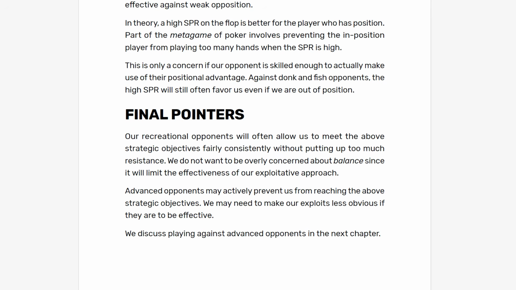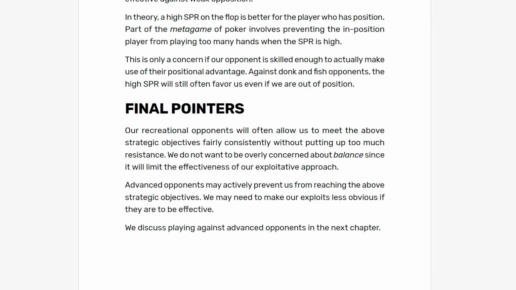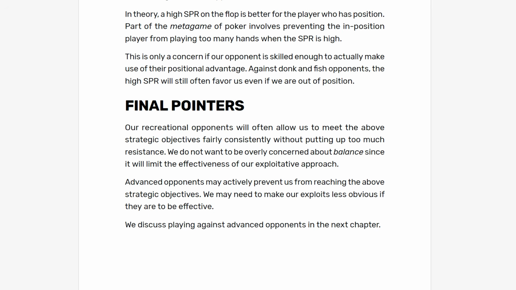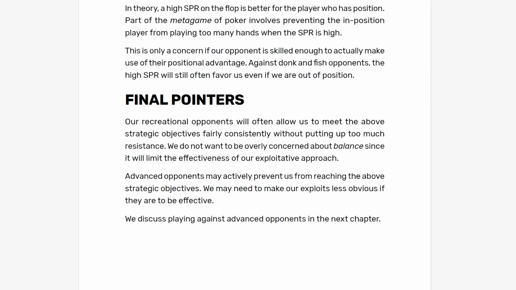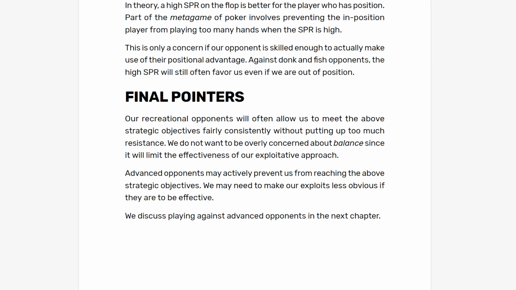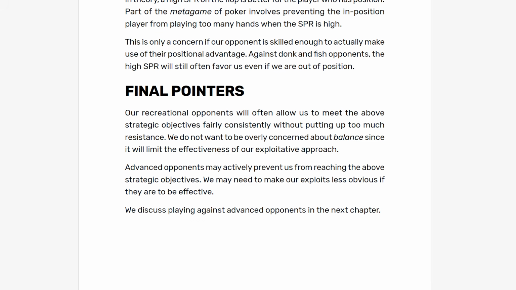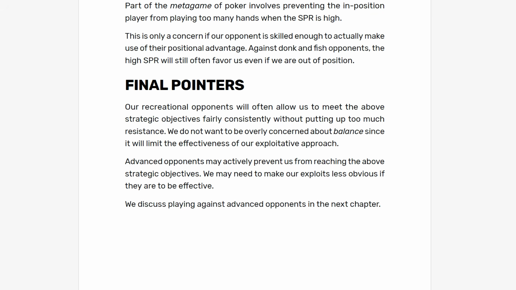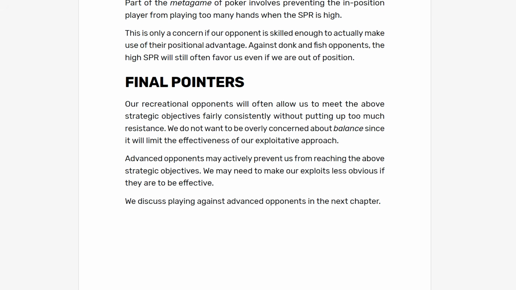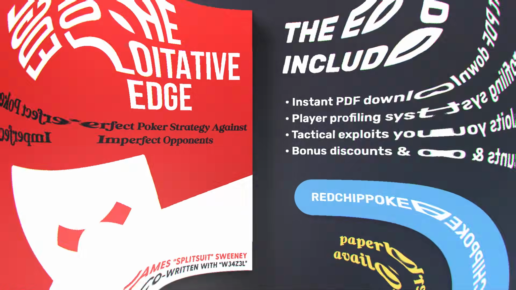Final pointers. Our recreational opponents will often allow us to meet these strategic objectives fairly consistently without putting up too much resistance. We do not want to be overly concerned about balance, since it will limit the effectiveness of our exploitative approach. On the other hand, advanced opponents may actively prevent us from reaching these strategic objectives. We may need to make our exploits less obvious if they're going to be effective. We will discuss playing against advanced opponents in the next chapter.